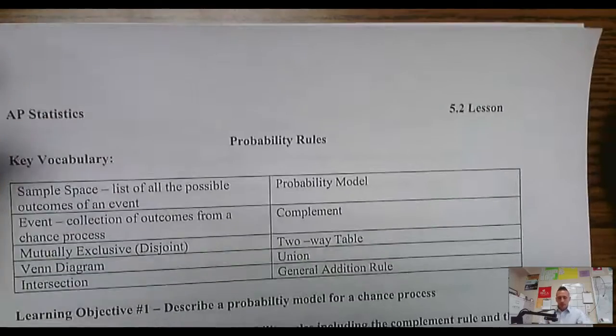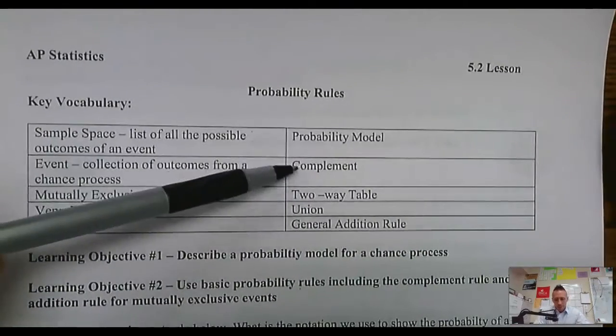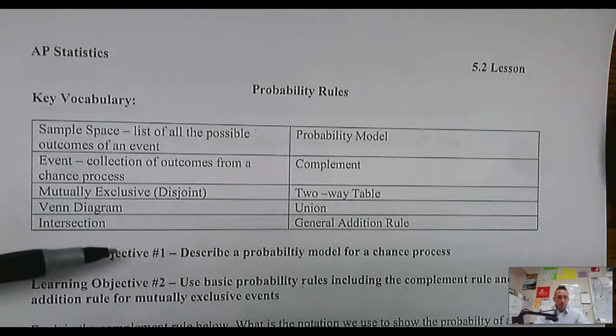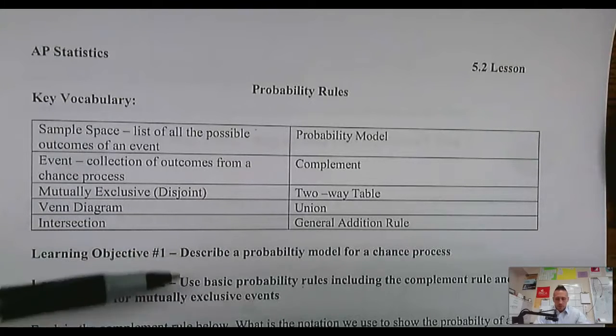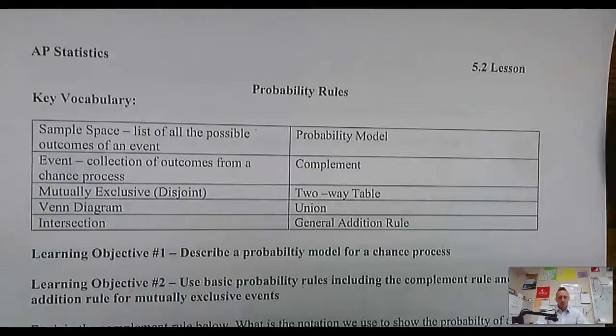So on this first page, you're going to notice some things that we talked about in the last lesson: probability model, complement, two-way table, Venn diagram. You've probably heard of that stuff. Some you haven't. We talked about mutually exclusive. So first, we're going to just describe a probability model, use basic probability rules, and I just kind of want to rehash what we talked about before break, just to get you thinking about things.